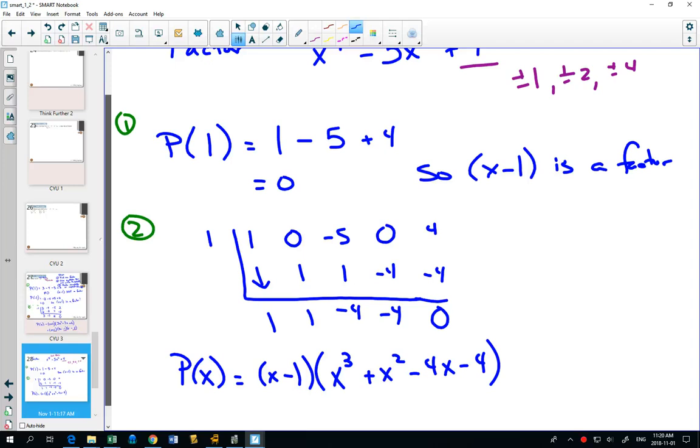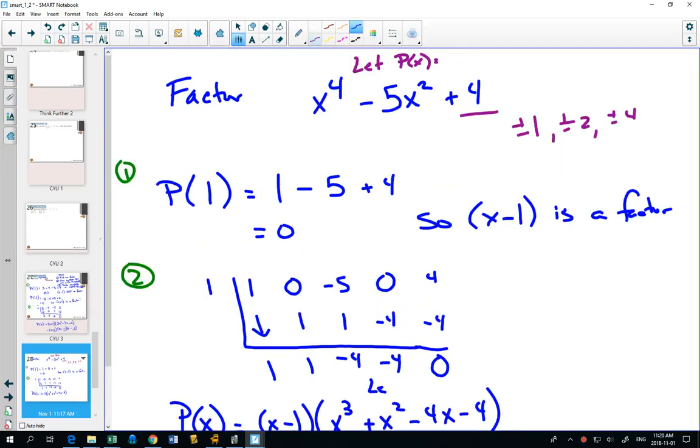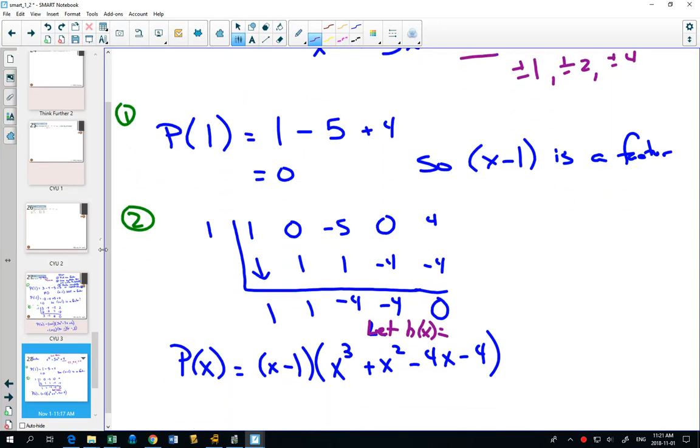And above this, I'm going to say, oh, I wanted purple. Let h of x, I don't know what letter, whatever letter you want other than p, because you've used up p already. Let h of x equal that. Can you see this isn't something you know how to factor? So we have to repeat the process. We have a new last number now. It's negative 4. From that new last number, it still could be plus or minus 1, plus or minus 2, or plus or minus 4.